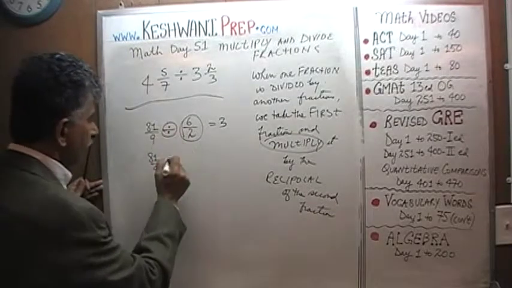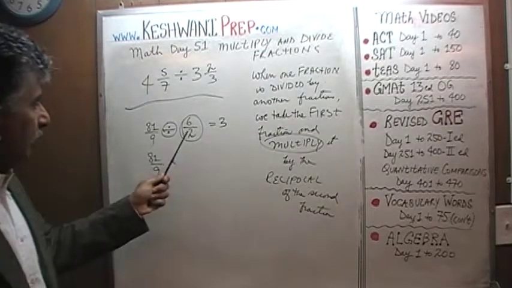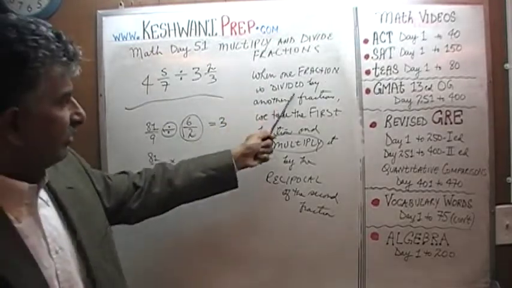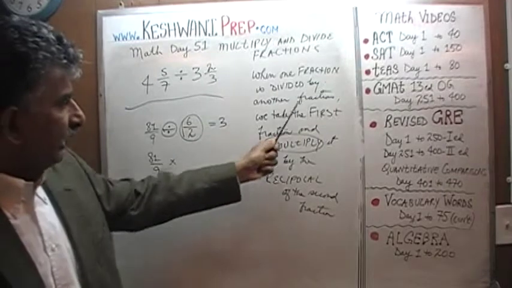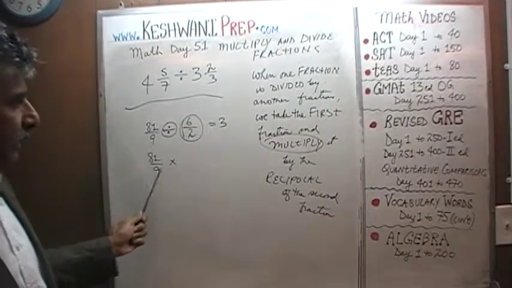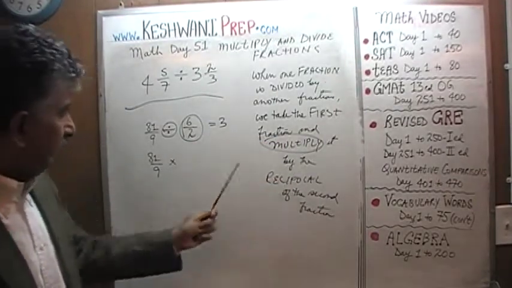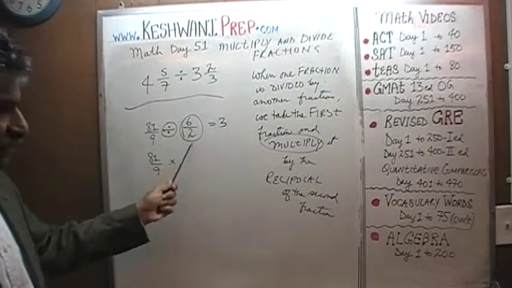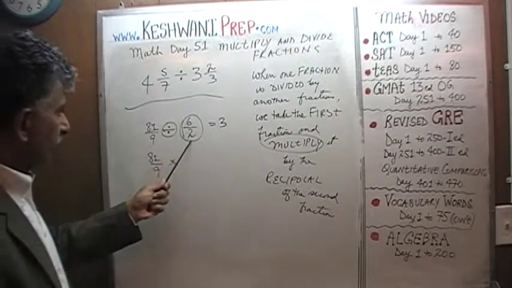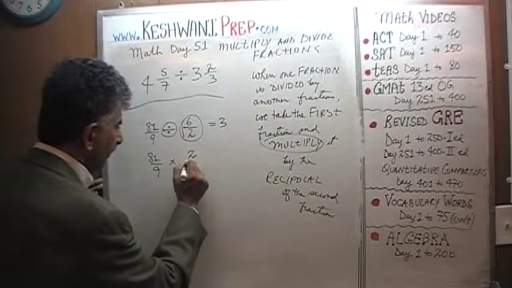81 divided by 9, and then this division is going to convert into a multiplication sign. We take the second fraction. When one fraction is being divided by another fraction, we take the first fraction, 81 over 9, and multiply it by the reciprocal. We turn it upside down. Reciprocal means turn it upside down. 6 over 2 becomes 2 over 6.